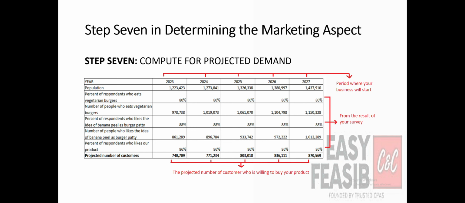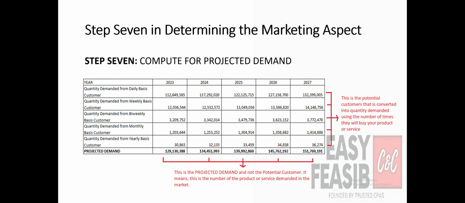Do it repeatedly for all options: weekly, bi-weekly, monthly, and yearly. Then add it all. The sum of those quantities demanded from daily, weekly, bi-weekly, monthly, and yearly is now what we call the projected demand. It's very easy, right? This is the demand of burgers in Metro Manila for customers aged 18 years old and above.